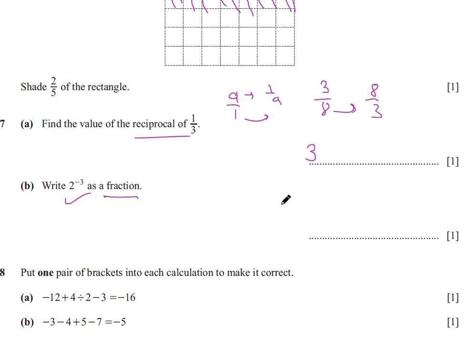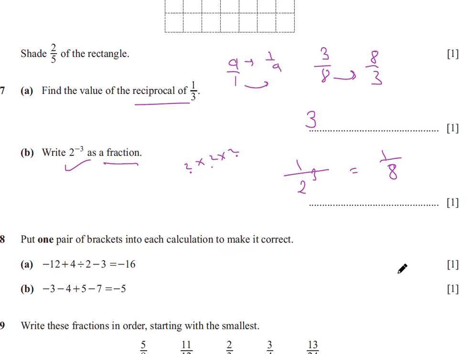Write this as a fraction: 2 to the power minus 3. 2 to the power minus 3 is actually 1 upon 2 to the power plus 3. What is 2 to the power 3? 2 times 2 times 2. 2 2s are 4, 4 2s are 8. So 1 by 8 will be the answer.